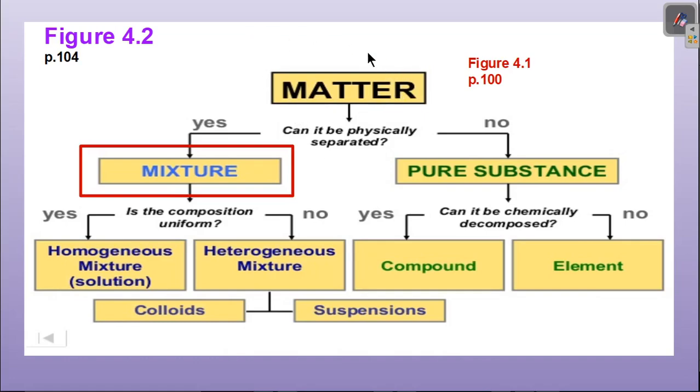Matter, all matter, and remember we learned about what matter was in module 1. That's what chemists study. Anything that occupies space and has mass is matter. Learn about that already. Then matter can be divided into mixtures and into pure substances. That's the first division in matter. We're going to start learning about what mixtures are, and then we're going to go into learning about what pure substances are.